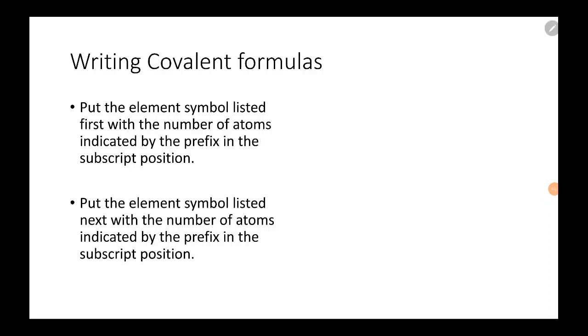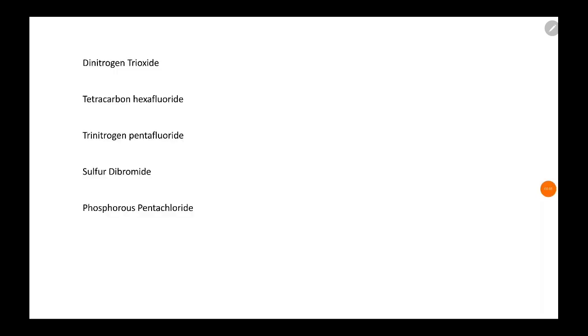Finally, we will see some examples of how to write covalent formulas given a name. It's pretty simple as well. We put the first element symbol listed with the number of atoms indicated by the prefix in the subscript position. We put the element symbol listed next with the number of atoms indicated by the prefix in the next subscript position.